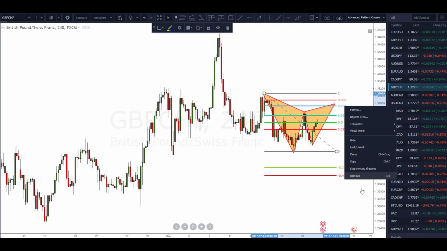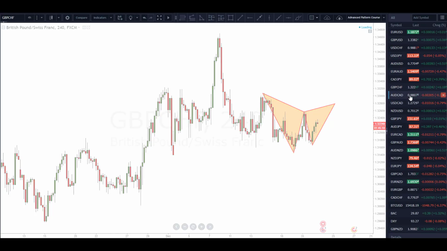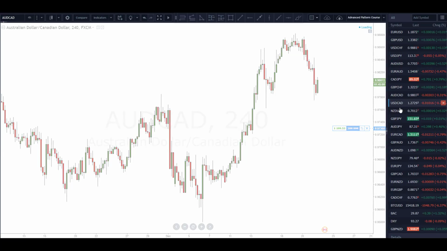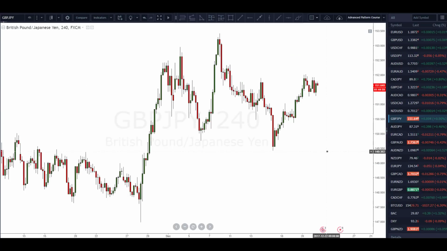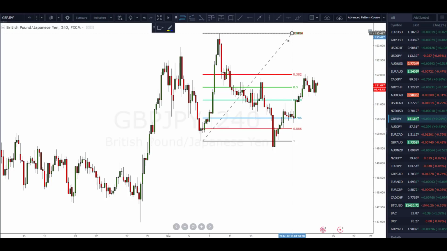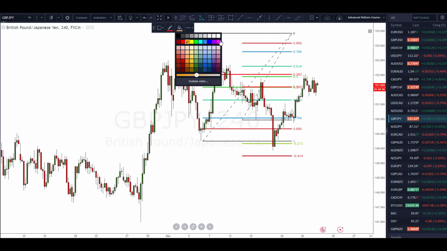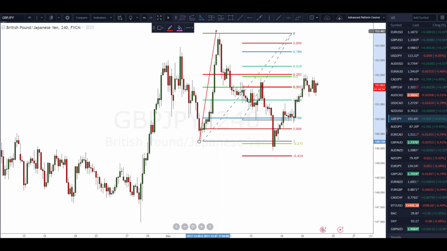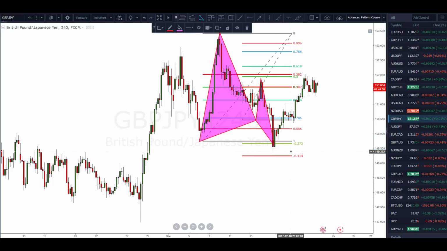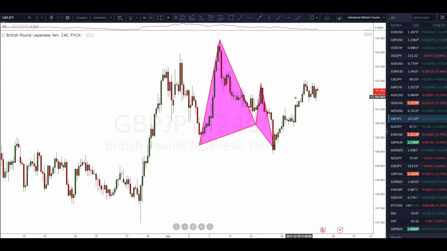That's something we'll be waiting to complete. And we'll move on to our next pair, the Aussie Canada. Nothing there. Pound yen. Pound yen actually has what looks like an advanced butterfly. This is the same trade we had on the Bitcoin earlier today. Here on the British pound versus the Japanese yen, we actually have the same pattern, which is that advanced butterfly. Looking something like this. And as you can see, that pattern worked out pretty nicely.